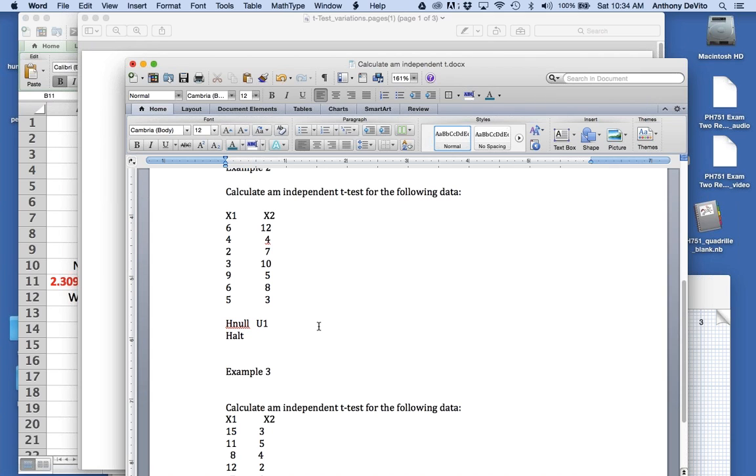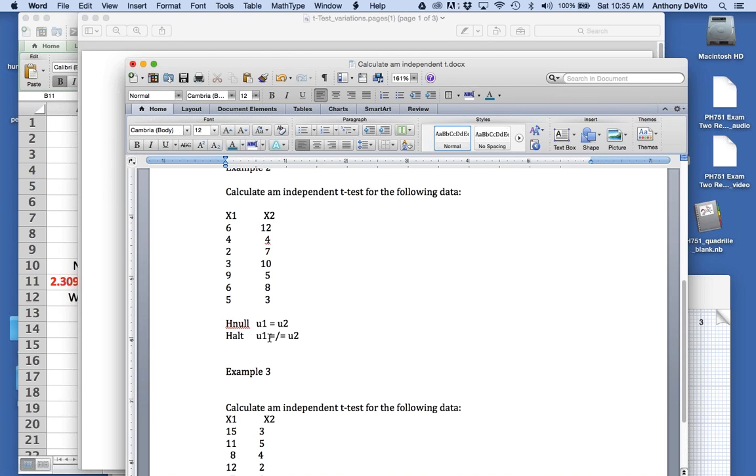Okay, so I can state that mu1, the mean, now notice I'm using mu, not x bar, because my hypothesis is based on the populations, not on the samples. I know what the means of the samples are. So my null hypothesis, mean of population 1 is equal to mean of population 2. My alternative hypothesis is that the mean of population 1 is not equal to the mean of population 2.